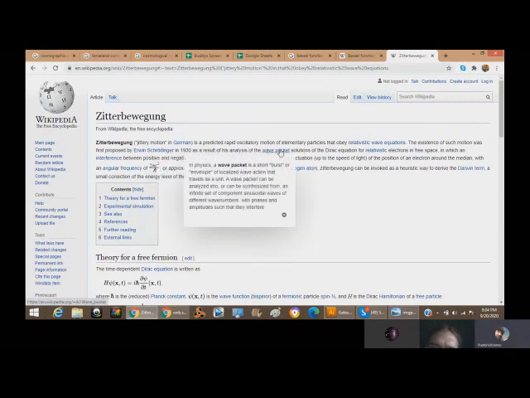In physics, a wave packet is a short burst or envelope of localized wave action that travels as a unit. A wave packet can be analyzed into, or synthesized from, an infinite set of component sinusoidal waves of different wave numbers, with phases and amplitudes such that they interfere. I had to read that whole thing because we're going to get into what the wavelet, the wave packet, is. And actually, we're on it right now.